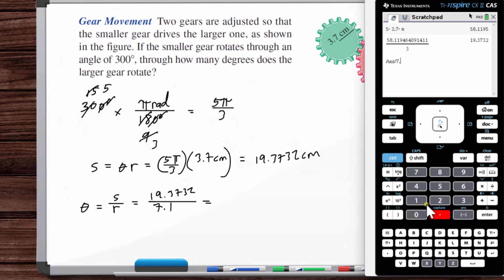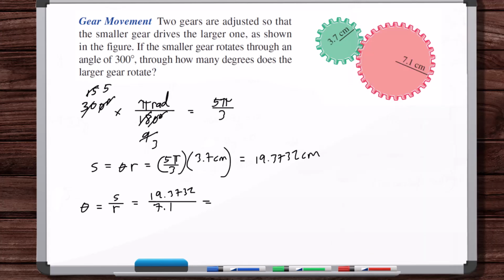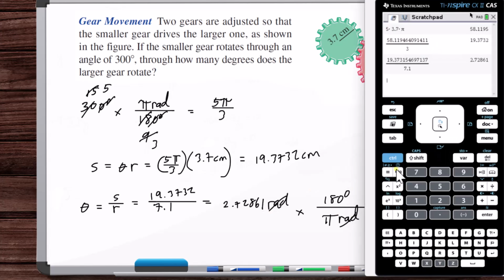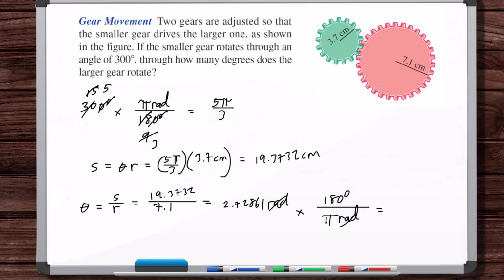Divided by 7.1, so 2.72861. That's in radians. Now it wants this in degrees, so there's 180 degrees for every pi radians. Radians cancel, you could say, but there's really no units. So this times 180 divided by pi, so about 156 degrees.